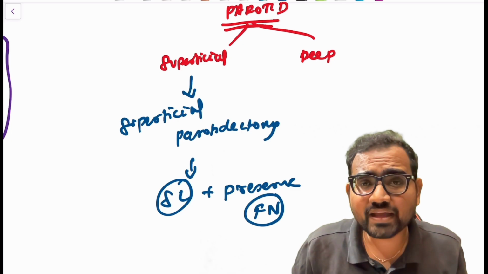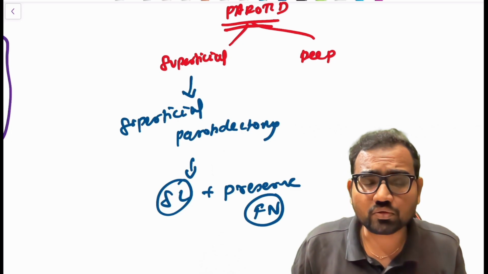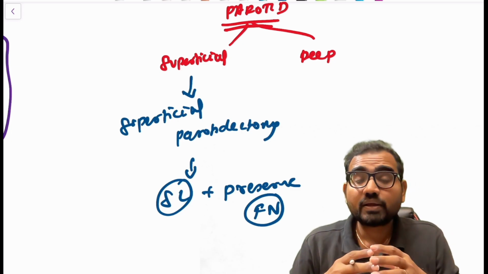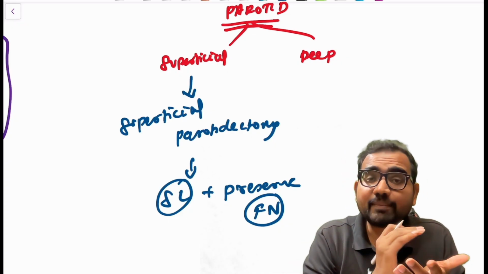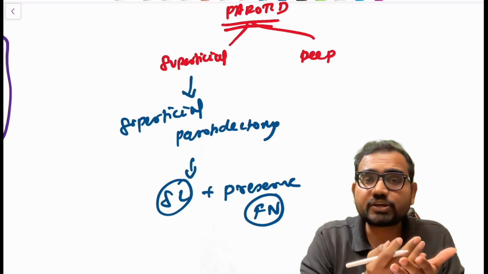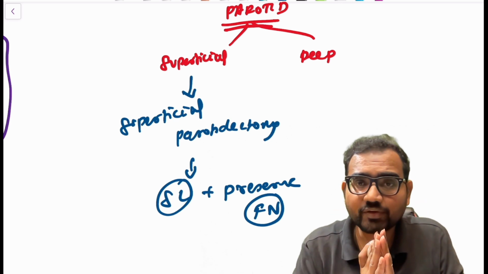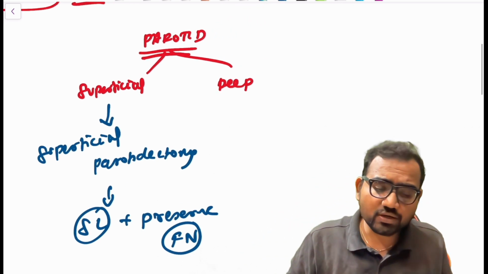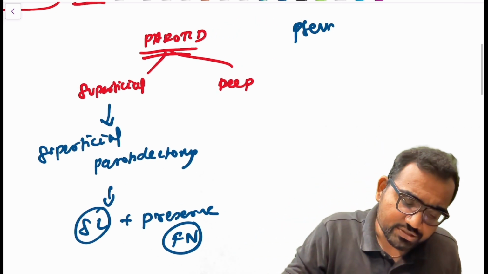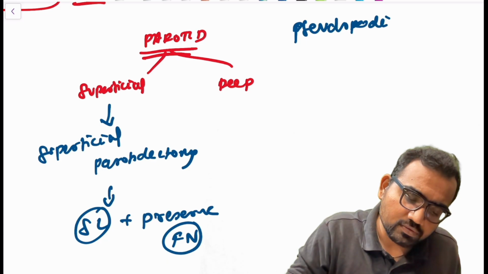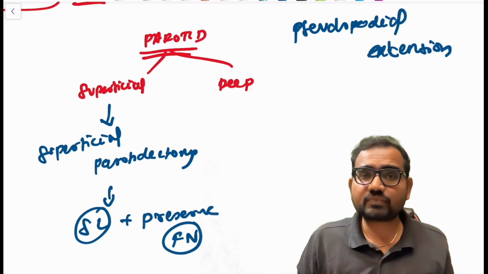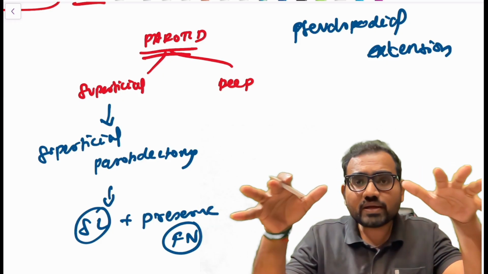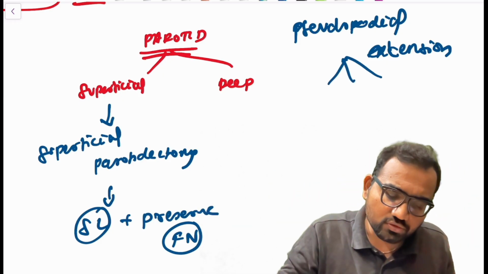Now you can ask me, why can't I do enucleation alone? What do you mean by enucleation? Enucleation is just scooping out the lesion, removing only the nodular component without touching the normal tissue. What happens in pleomorphic adenoma is there will be something called pseudopodial extensions. These pseudopodial extensions will extend into the normal cells.